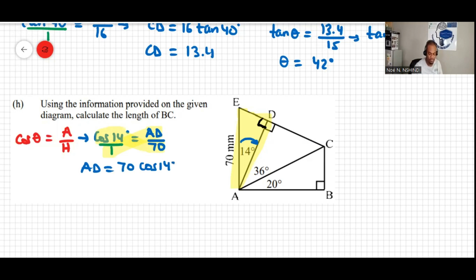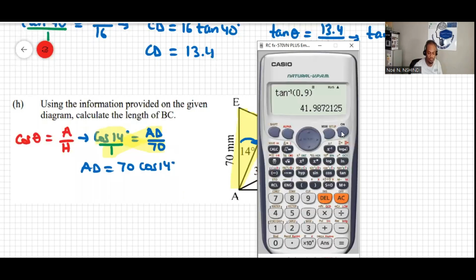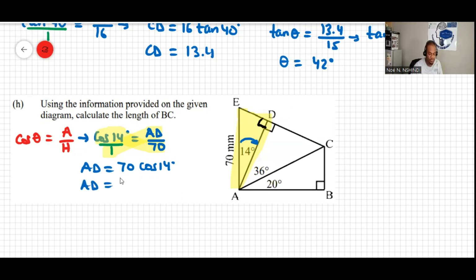So let's use our calculator. We do 70 multiplied by cos 14. That makes 67.9. To the first decimal place, we will increase the 7 by 1, that makes 68. So AB will be equal to 68 millimeters. Not degrees, sorry, millimeters. It's a length, okay? A length is always in units, it's not in degrees. Then we got this length.